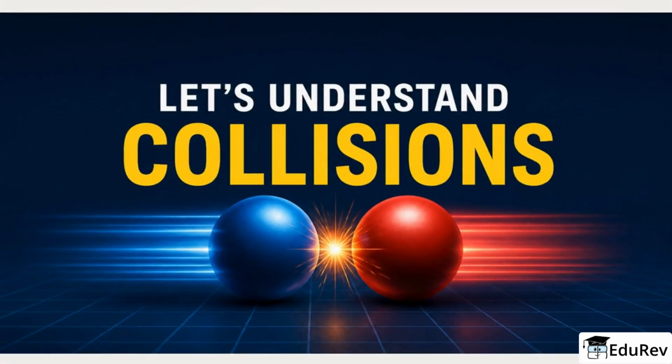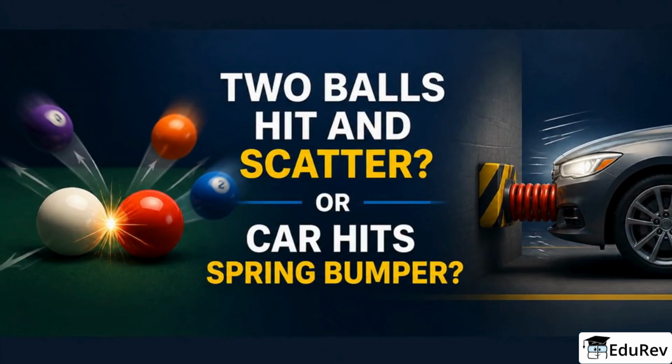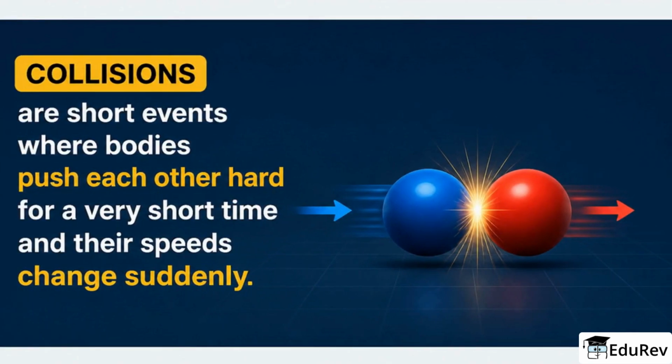Let's understand collisions in this video. Have you seen two billiard balls hit and scatter? Or a car hitting a spring bumper at the garage? Collisions are short events where bodies push each other hard for a very short time and their speeds change suddenly.